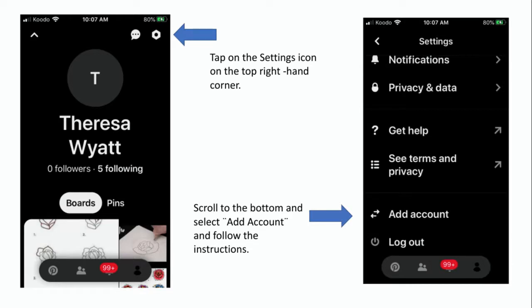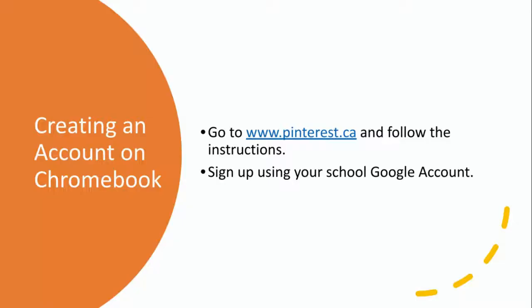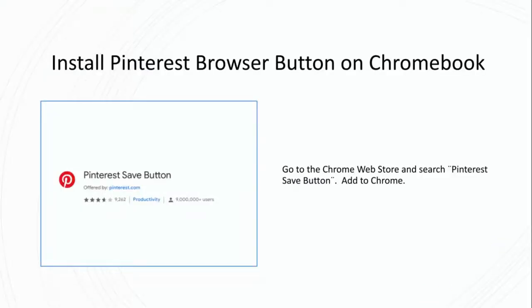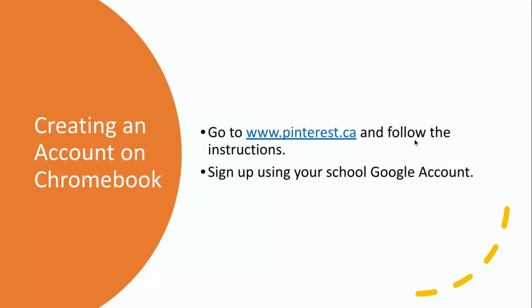Okay, now if you don't have a smartphone, you totally don't have to have this on your smartphone. It's just sort of a bonus. Now if you don't have a Pinterest account yet, then you want to go to pinterest.ca and sign up using your Google account. And if you already have a Pinterest account, you want to do the same thing and sign in with your Google account and have both a personal account and your school account by just adding the account.